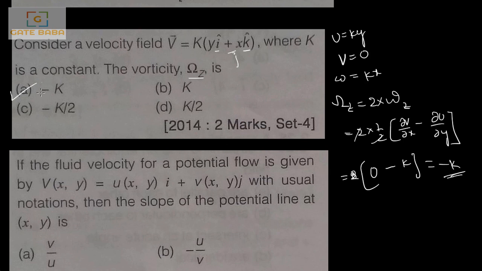Option A is correct. Don't go in a hurry. If you go in a hurry, you'll make the mistake of taking v as kx and putting kx here, then the answer will be 0. The 0 is not in the options, so you will definitely get tense. So don't hurry. Just read the question carefully, whether it is giving k bar or j bar. That is my suggestion.